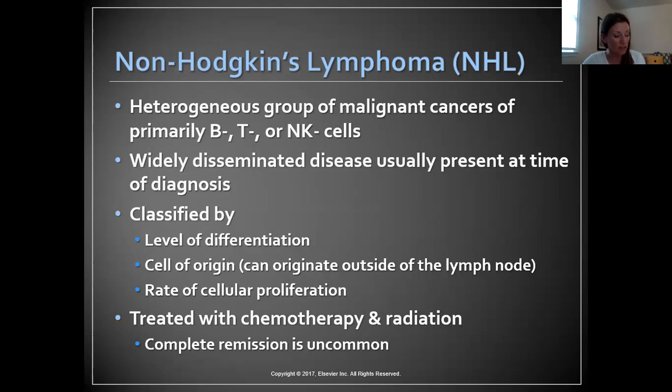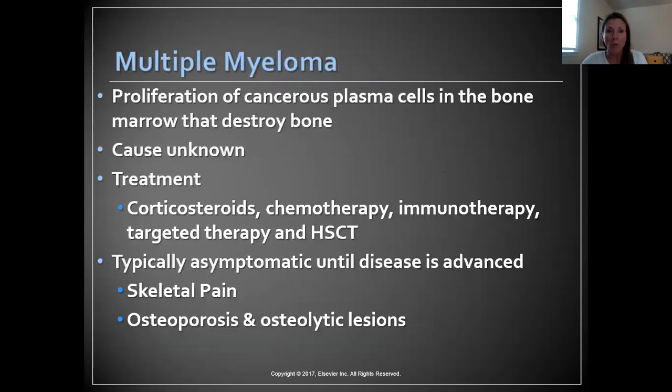Primary symptoms, again, are lymph node enlargement. Treatment involves chemotherapy, biotherapy, radiation, and sometimes phototherapy or topical therapy. The more aggressive the lymphoma, generally the more responsive they are to treatment, although unfortunately, complete remission with non-Hodgkin's is very uncommon. Multiple myeloma is a condition in which cancerous plasma cells proliferate into the bone marrow and destroy the bone.